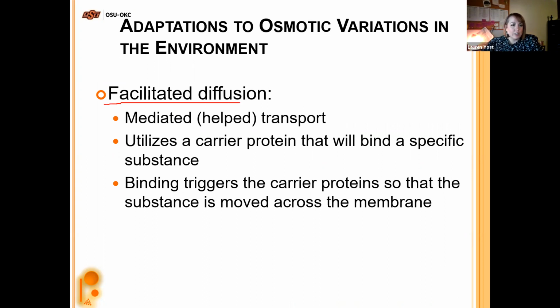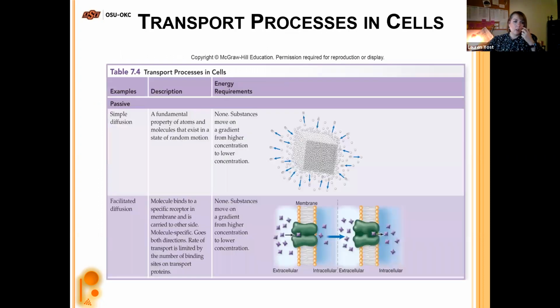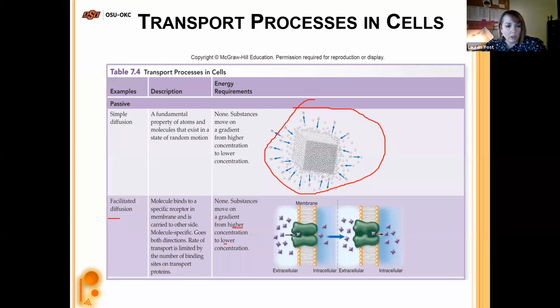There's also this stuff called facilitated diffusion. That is like a transport that is helped. So we're still moving with regard to diffusion, but we have help for the diffusion. So we have a carrier protein that binds a specific substance, and binding it triggers the carrier protein, so the substance will move across the membrane. When we look at simple diffusion versus facilitated diffusion, substances in simple diffusion, that's just natural, but we'll move from high to low, with the gradient. In facilitated, we're still moving from the high concentration to the low concentration, same thing.